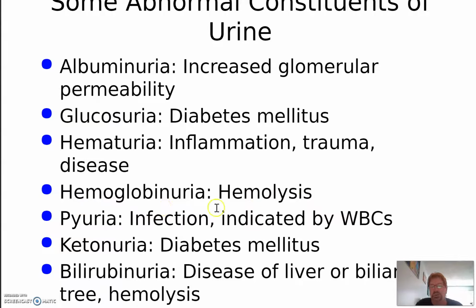Hemoglobinuria is too much hemoglobin. We've got hemolysis going on; red blood cells are being destroyed. Pyuria means we've got pus in the urine. Not a good sign. Infection is indicated; the pus is primarily white blood cells.